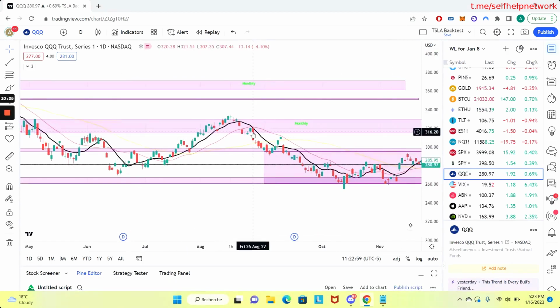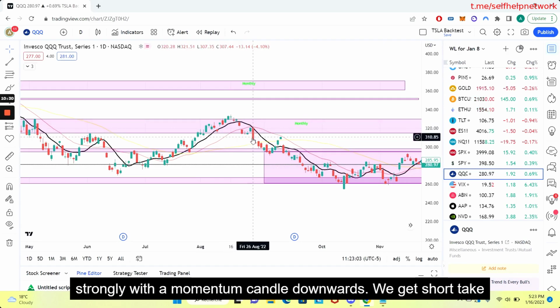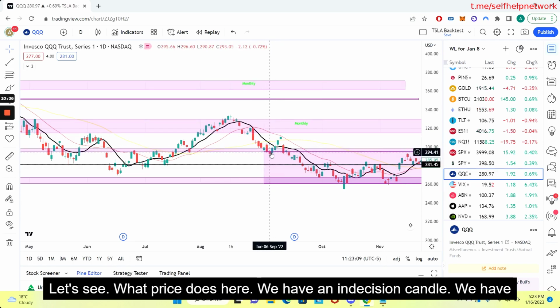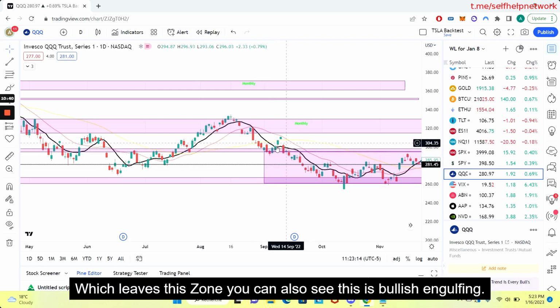All right. We have prices at this zone. It leaves the zone strongly with a momentum candle downwards. We get short, take profits at the next level. Let's see what price does here. We have an indecision candle. We have a strong momentum candle, which leaves this zone. You can also see this is bullish engulfing.